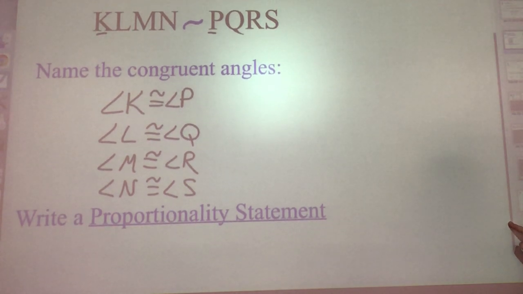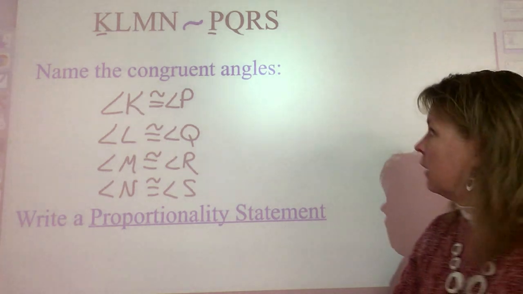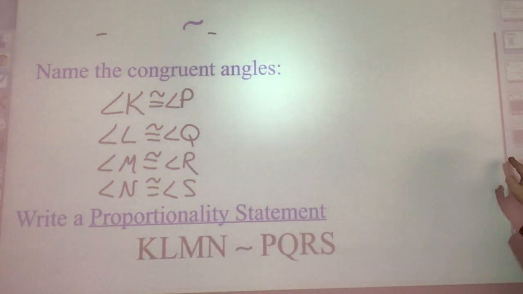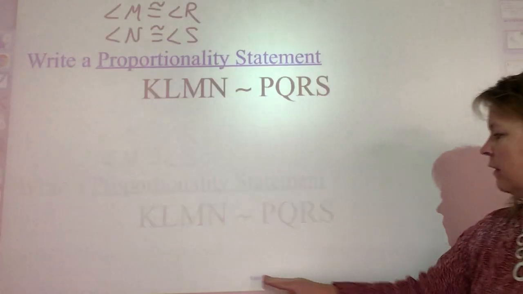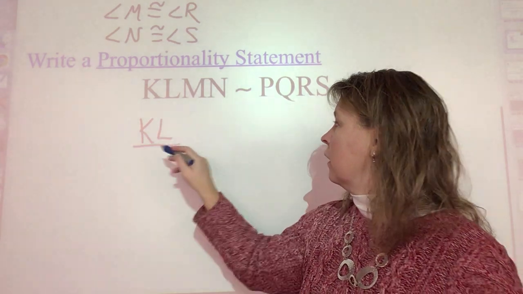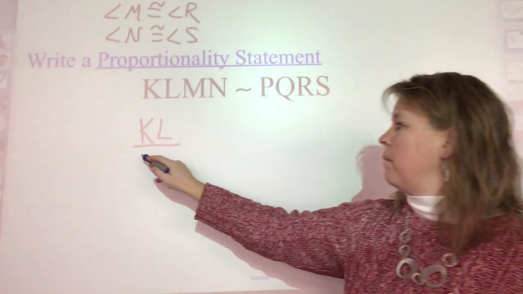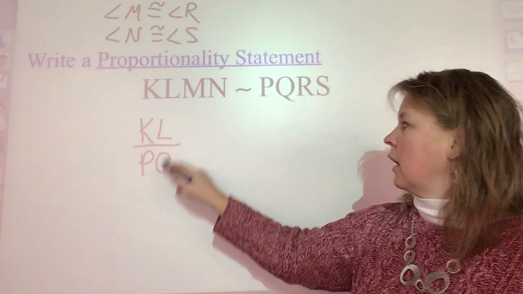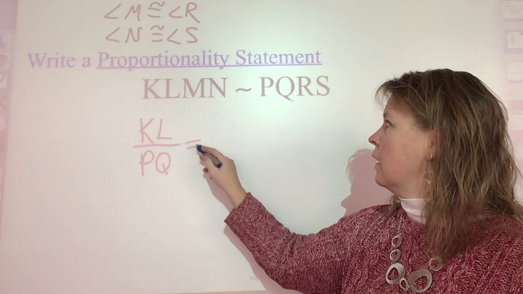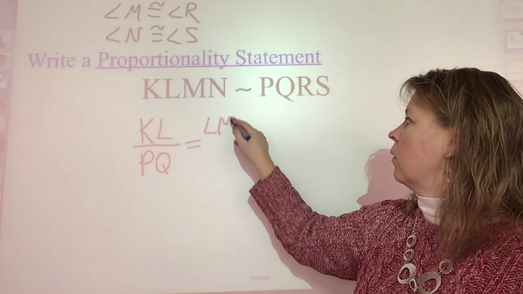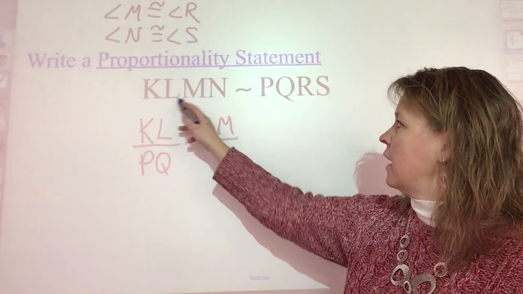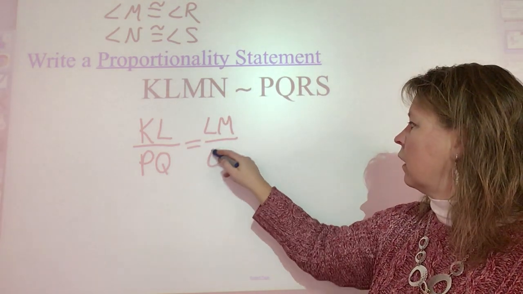There's going to be, well, technically 4 sides on this. Let me rewrite this down here so that I can scroll. You're going to say that the measure of KL relates to PQ. We're going to make our fraction out of that. However big KL is related to PQ, that's the same fraction or scale factor as we learned on the other page. Same scale factor as LM is to QR.